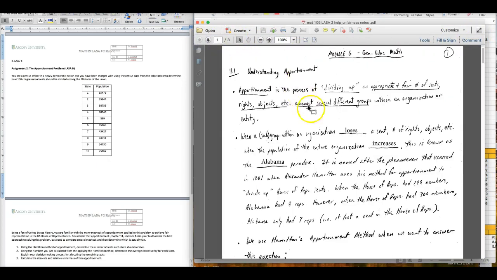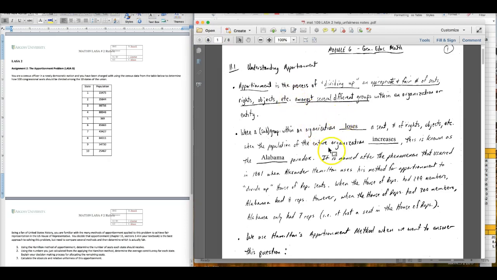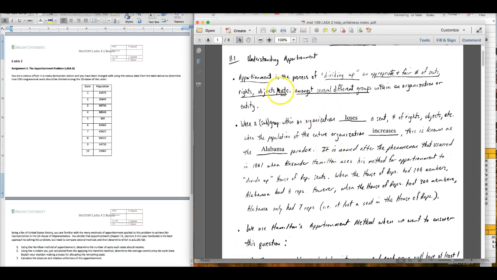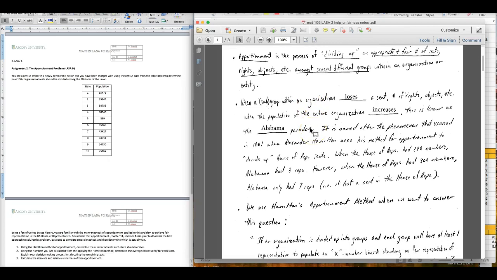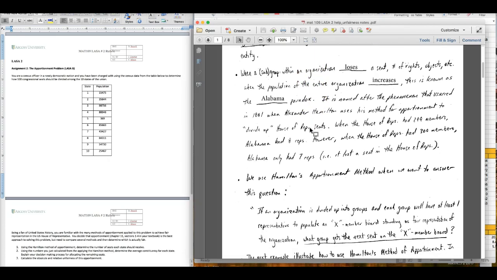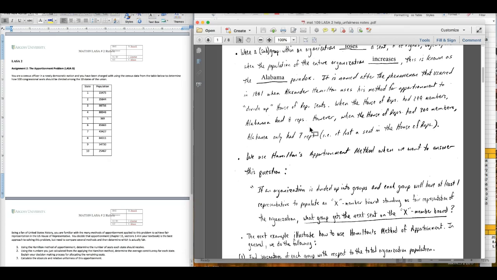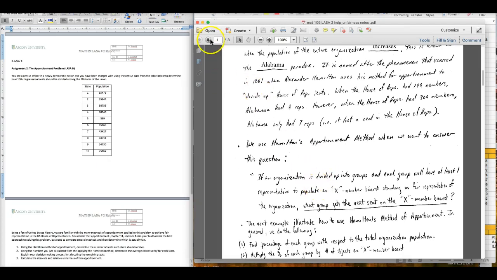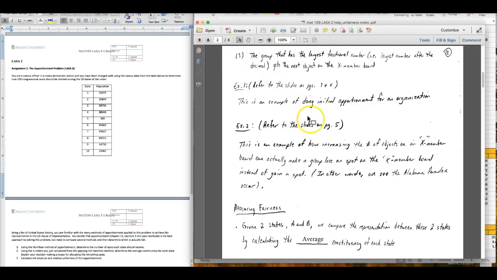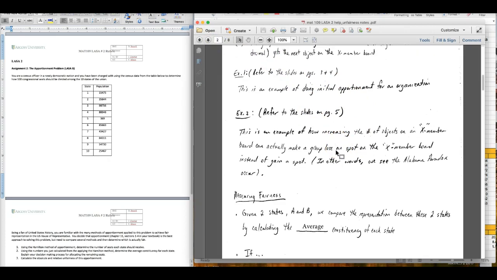So this is the start of these notes, understanding apportionment. And of course, apportionment is just a process of dividing up an appropriate and fair number of seats, rights, whatever, to several different groups. You can go read through this. Basically, Hamilton's apportionment method we've already gone through, so I'm not going to bore you with the details. But the next thing that we need to do is measure fairness.